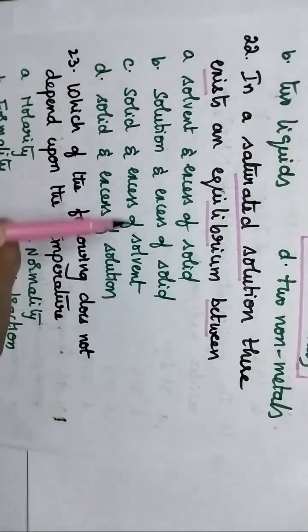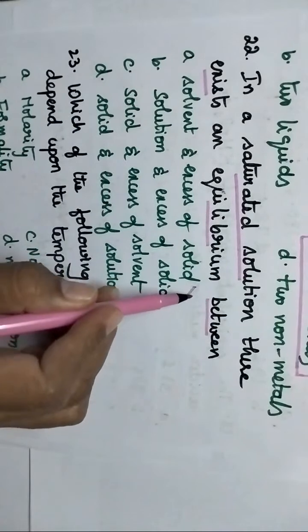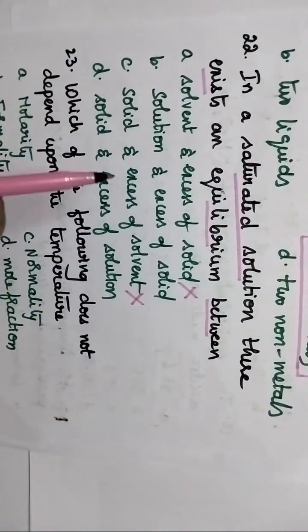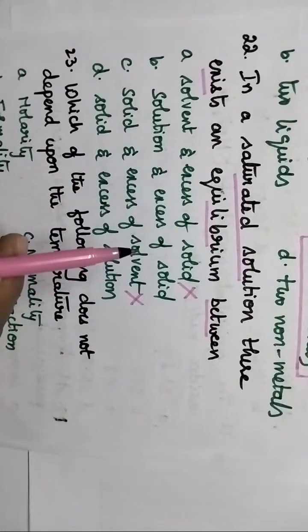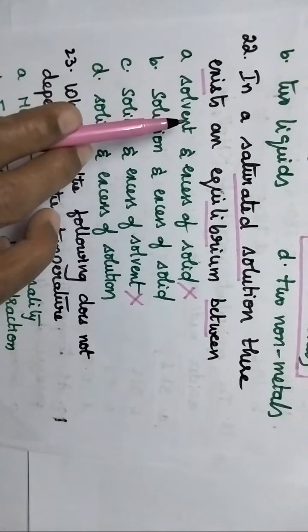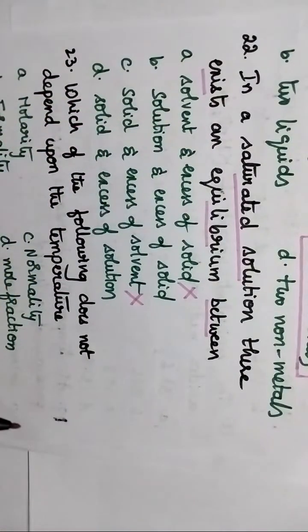So whenever you see the solvent, you cross those options. It is a solution, so we are not discussing the pure solvent. So options A and C will be eliminated. Next, how many options do we have? Only two options, B and D.